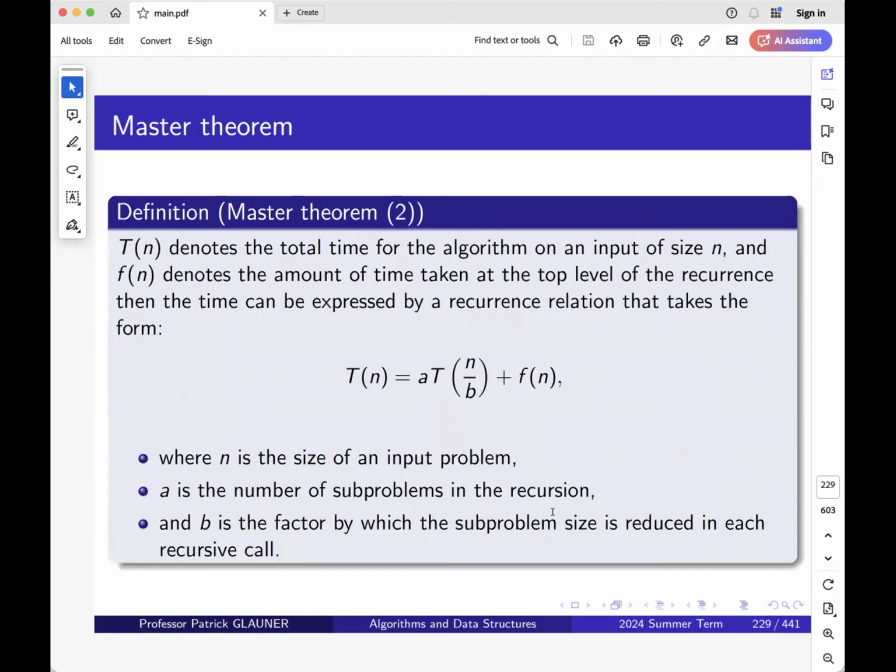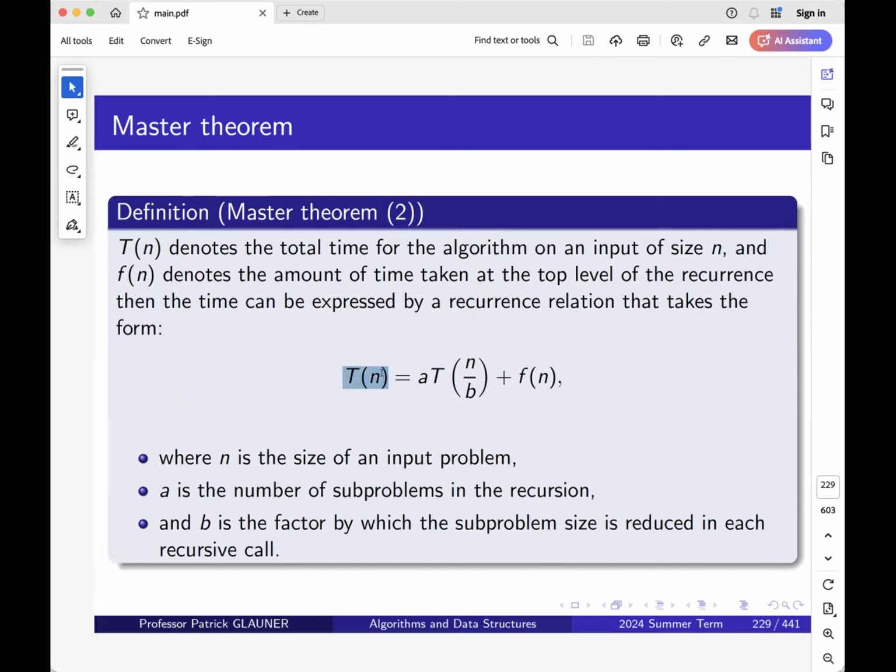The master theorem addresses a certain type of recurrence relation. It's very important: the master theorem does not work for every possible recurrence relation, but for the ones that have a certain pattern. And for those, we can actually solve them quite easily once we have understood the so-called master theorem, and we don't need to manually try to solve these recurrence relations anymore.